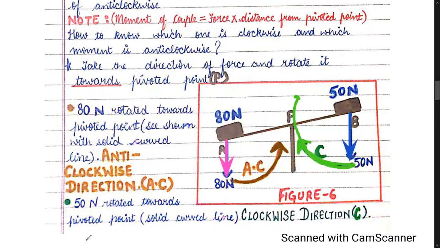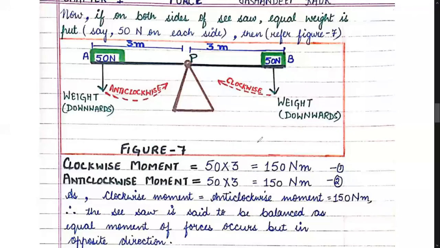So anti-clockwise is also known as counterclockwise. Counterclockwise also means the same, children, that is anti-clockwise. Now see figure number 7. What is happening here?